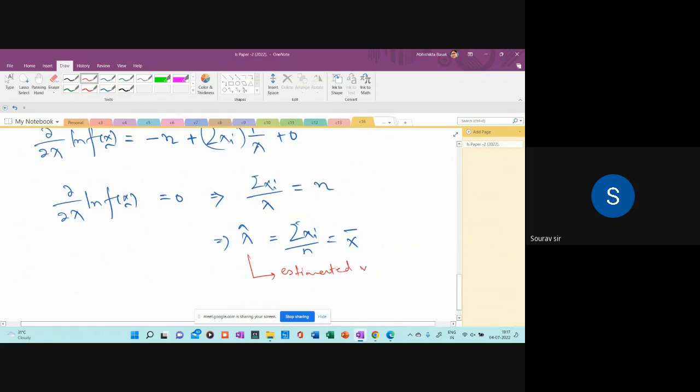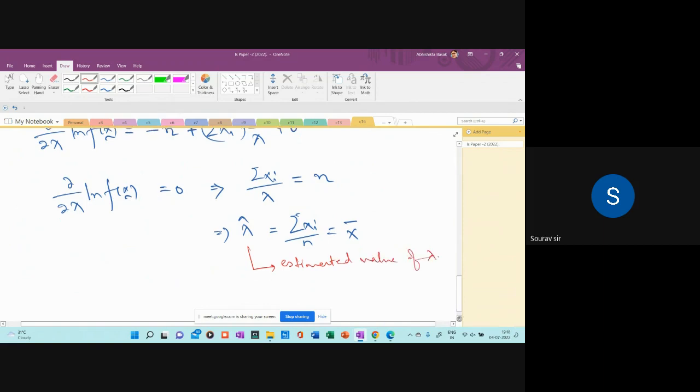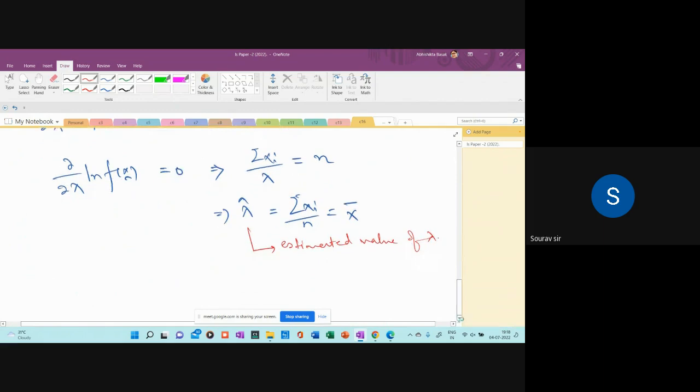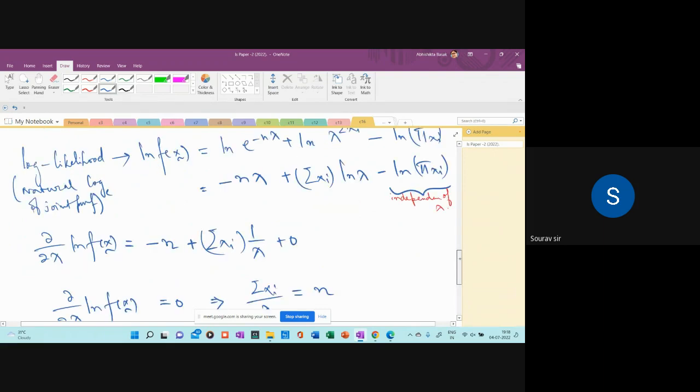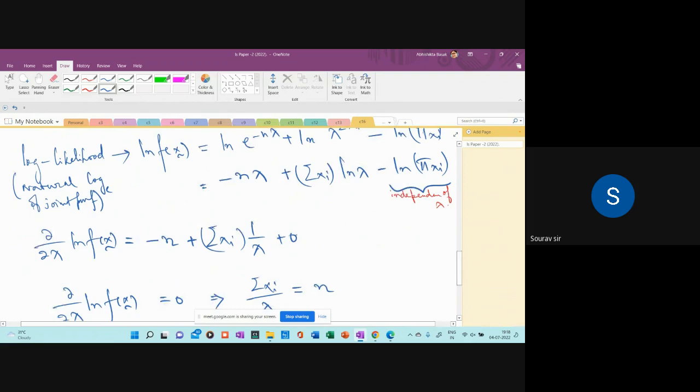Sorry, lambda, estimated value of lambda. Now we have to check whether this gives me the maximum likelihood estimate or not. For this, we have to take the double derivative of our log likelihood function. The first derivative of the log likelihood function was something like this, referred to as star. So I am going to take another derivative of this.